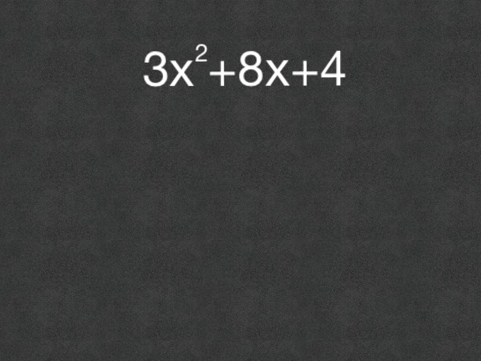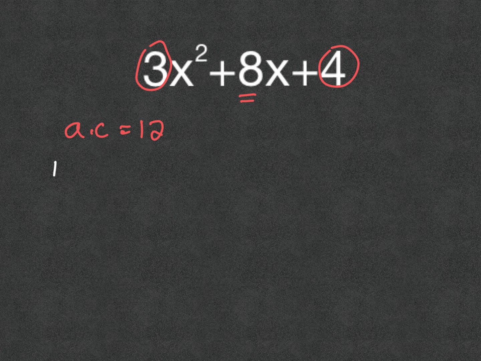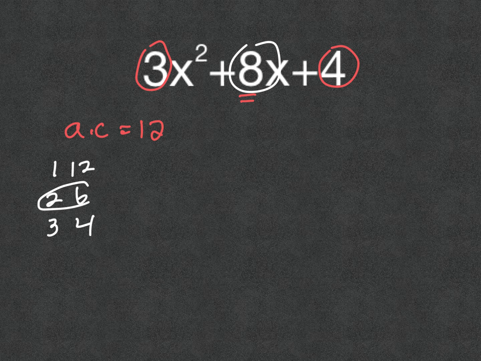So what we need to do is multiply a times c. Follow me on this. A times c is equal to 12. What are the factors of 12 that add up to the middle b term? Well, the factors of 12 are 1 and 12, 2 and 6, 3 and 4. What adds up to 8? The 2 and the 6.